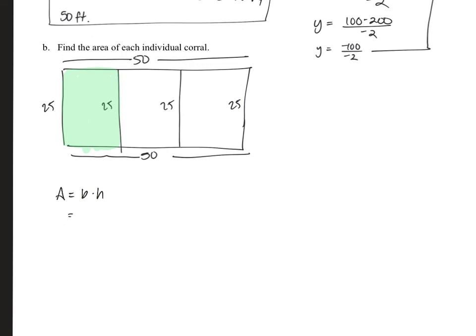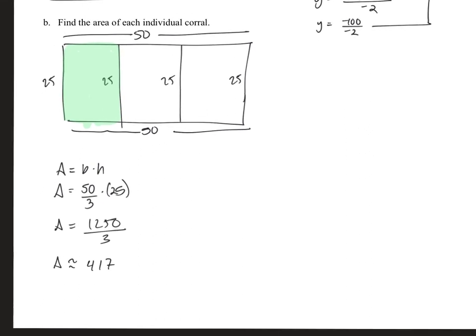So what is a third of 50? Well, I don't know. So I'll just do 50 divided by 3 times the height, which is 25. So then my area is going to be 50 times 25, 1,250 divided by 3. The area, it does not come out pretty. So approximately 417 feet. Once again, you'll be told how to round depending on the problem.